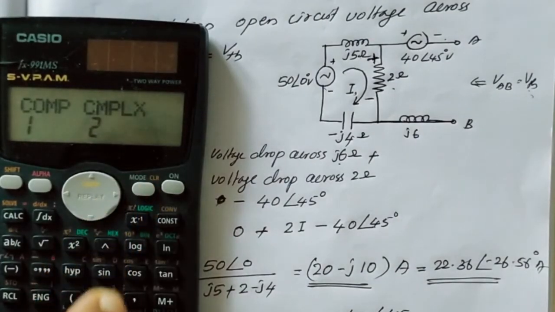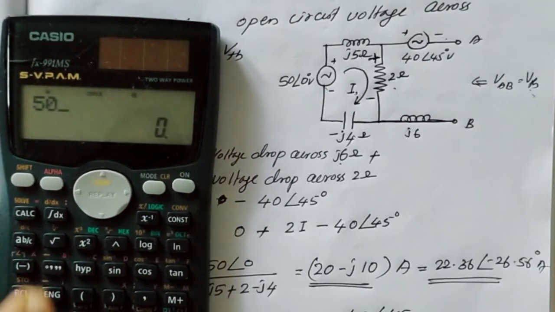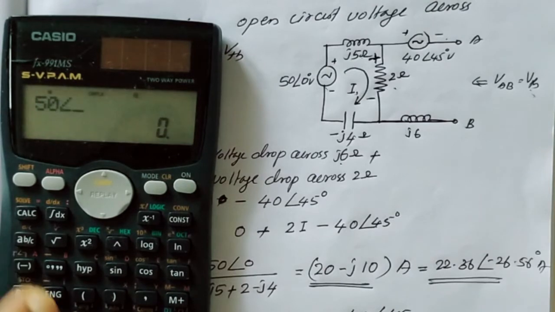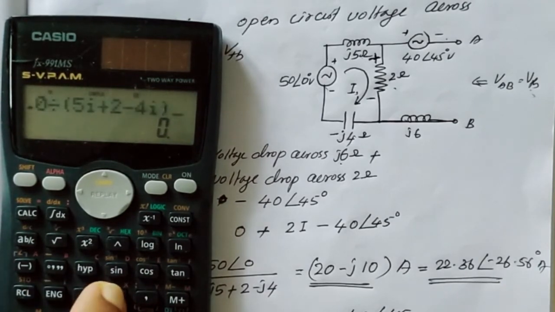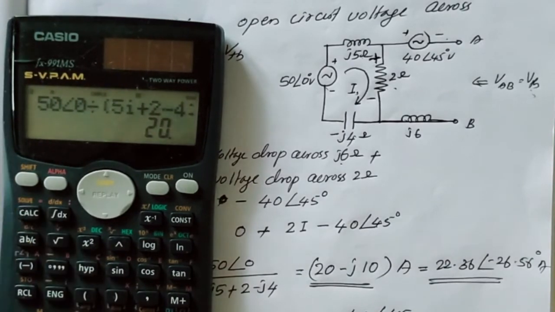In the calculator, we can have a mode selection. There we can select complex mode. Then 50 shift angle 0 divided by, what is the value? j4, that is 5i plus 2 minus 4i is equal to, so the answer is coming 20. Again shift equal to minus 10. Clear? So in this way we can use the calculator in order to find the answer. So the answer is coming as 20 minus j10 ampere.